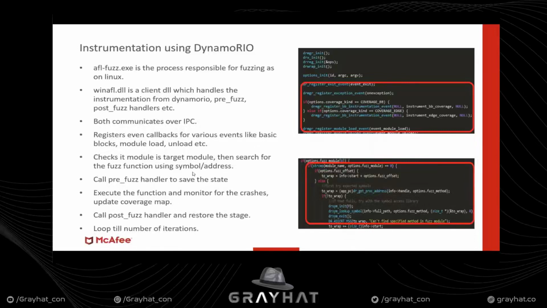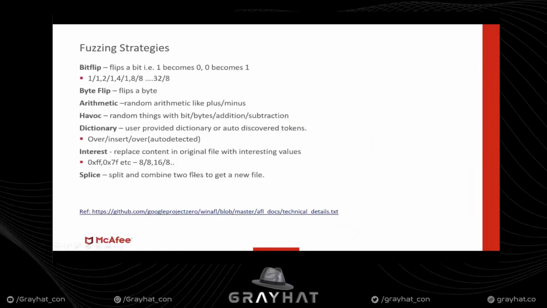Now let's move on to the next slide and see different fuzzing strategies. If you remember, these fuzzing strategies we have seen in part 2 as well, they are the same. Just for a quick refresher, what bit flip will do is flip a bit. That means 1 becomes 0 and 0 becomes 1. And if you look at the AFL or WinAFL status screen, you will see that they display like this: 1 by 1, 2 by 1, 8 by 8, 32 by 8, etc.